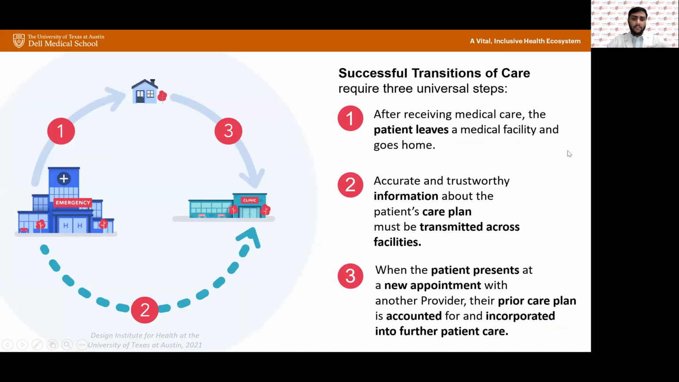Transitions of care are an integral part of how our healthcare is delivered and require timely coordination amongst different groups and providers. In a majority of cases, after a patient receives medical care from a facility, they return home with, at best, a summary of their care. Additional details that are accurate and trustworthy must be transmitted to any subsequent facilities in order for the patient to have their prior plan incorporated into further care. This transmission of information is an area that can be significantly optimized in our practice of medicine here in the States.